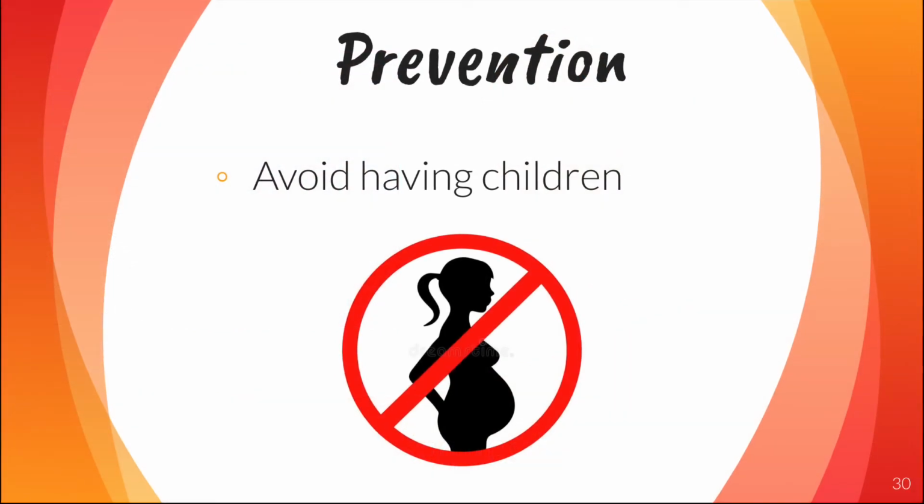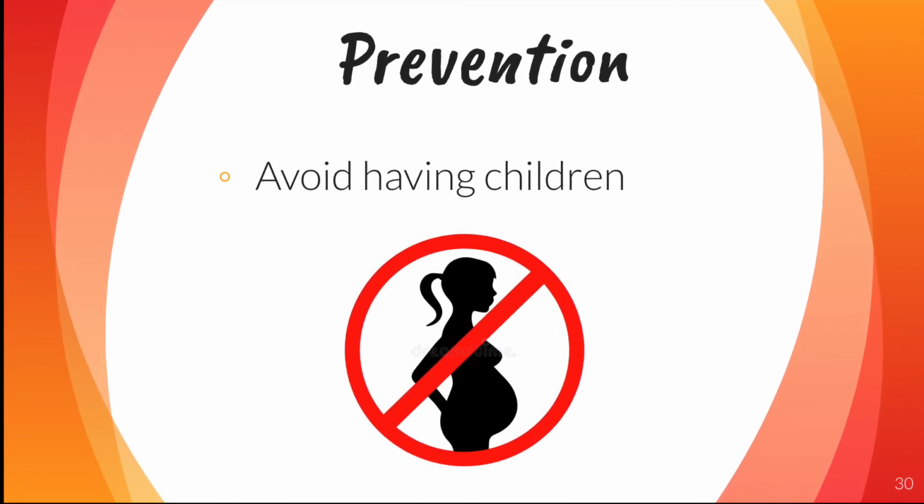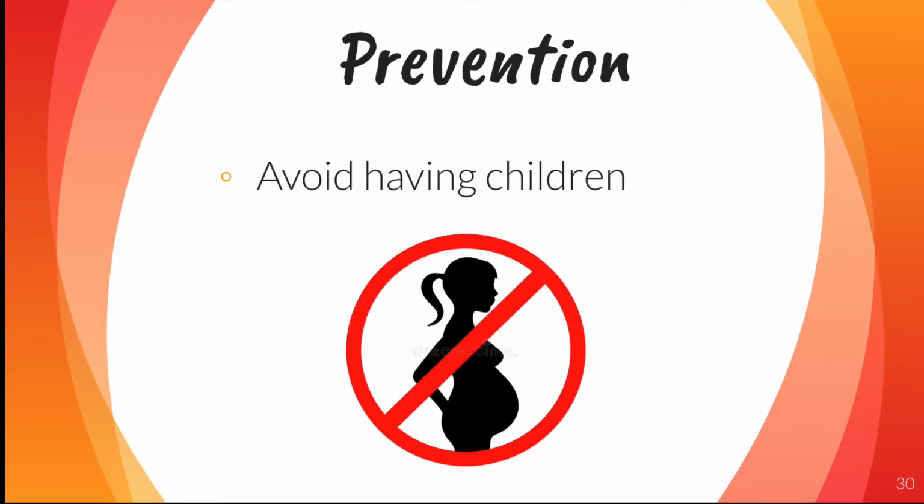Sadly, there is no way to prevent sickle cell anemia from affecting offspring if both parents are carriers or if both parents are affected by it. This is because the disorder is genetic, which means the only real way of prevention would be to avoid pregnancy.